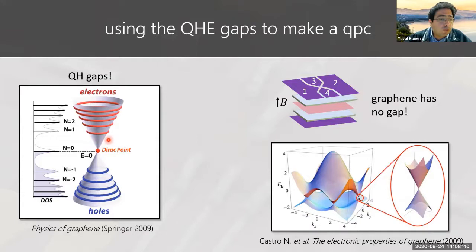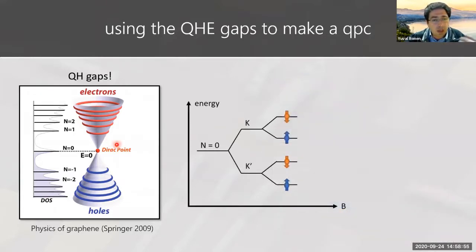And what we do, we just put the Fermi level in the gaps of this Landau level spectrum. So it's basically a QPC in the quantum Hall effect. It's not a QPC in zero magnetic field. And here I'm going a little bit into details. It's not so important, but the idea is that the Landau level in graphene is actually 4-fold degenerate.